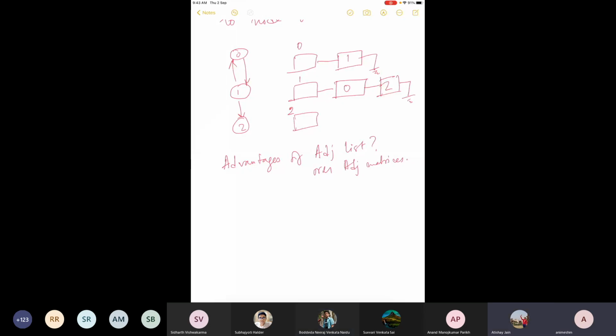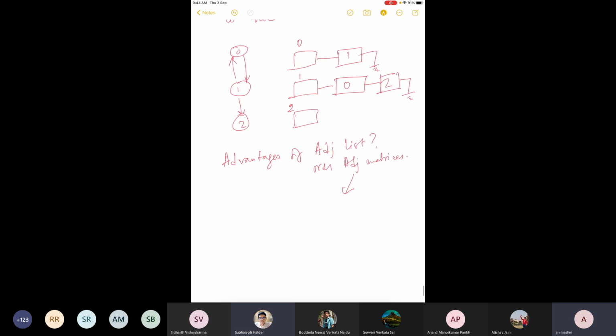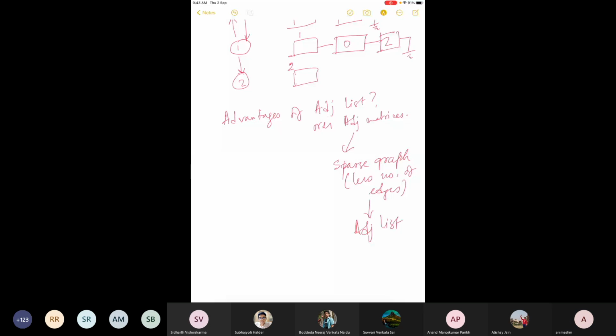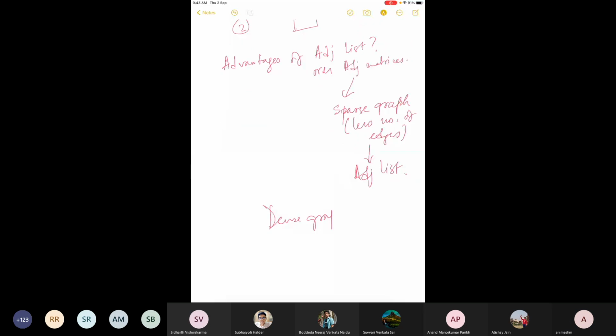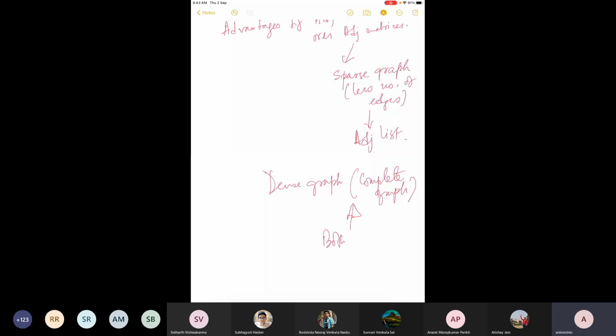Where there are no edges, when there is no connection, we are storing 0, not reducing. Yeah, so basically, remember, if it is a sparse graph, meaning less number of edges, you always prefer adjacency list. However, if it is a dense graph, like a complete graph, say, both give similar benefits.